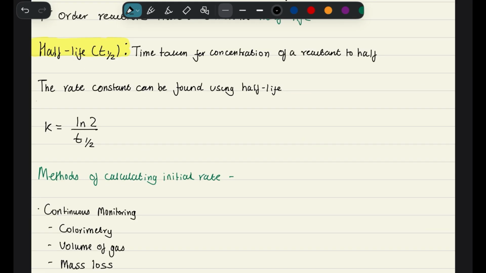Bog standard definition for half-life is time taken for concentration of a reactant to half. That's just something that you need to know for your exams. And you should know as well that the rate constant can be found using half-life.